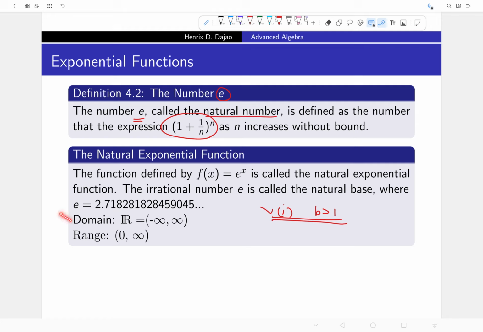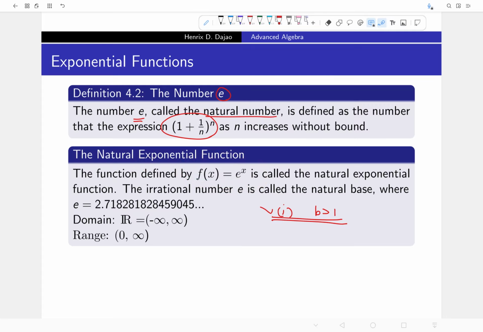Now the domain of this function f, our natural exponential function, is the set of all real numbers, just like our exponential function. The range is the same, from 0 to infinity. Again, this does not include 0. So how does this function f defined by this look like?